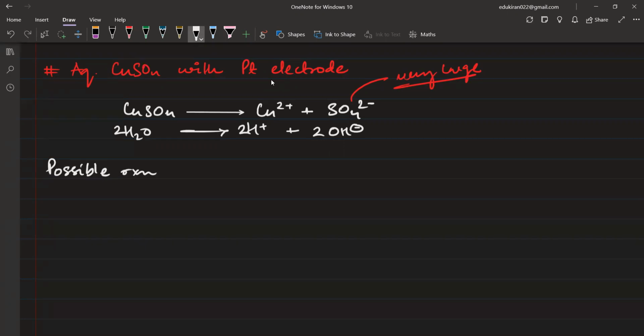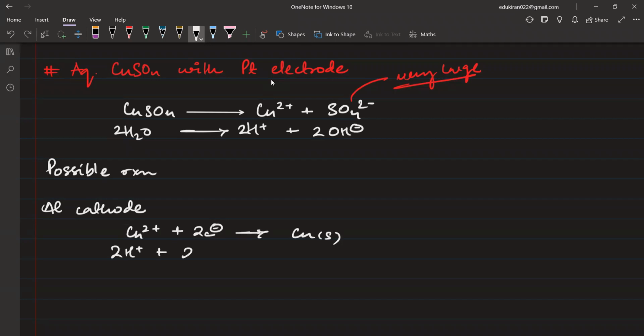Possible reaction. First of all, at cathode. So at cathode, we have two possible reactions. We have copper 2 plus. It can eat electrons and give you copper solid, or else we can have 2H plus 2 electron and it can give you H2 gas.